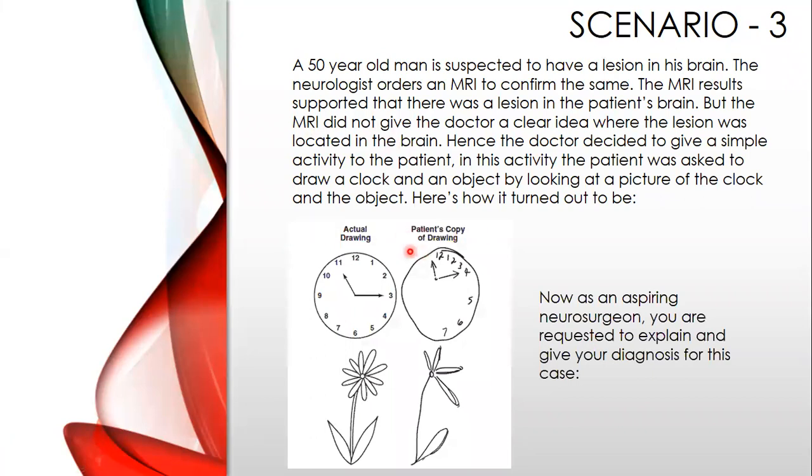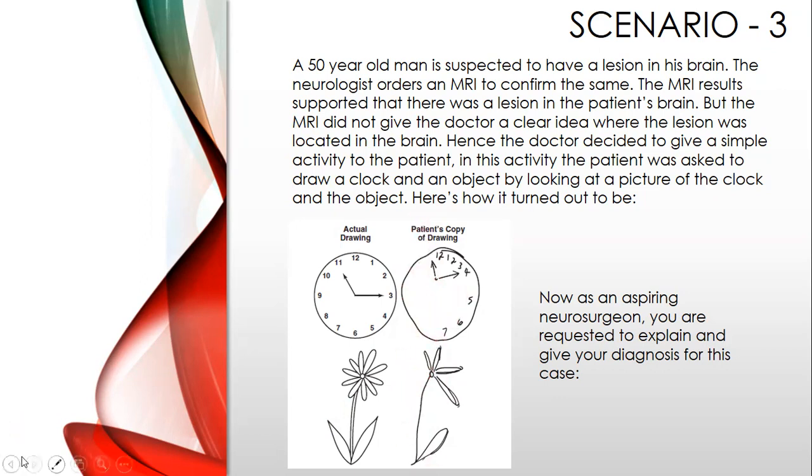So look at this diagram here. He is missing the entire left side, right? The left side of the clock is not there. And even the flower, the left side of the flower and the plant, the leaves, nothing is there. So basically, he's missing one side of the drawings. He's not focusing on one side of the drawing at all.